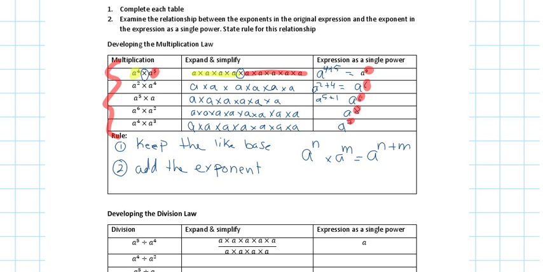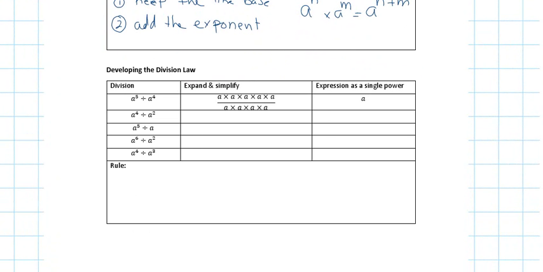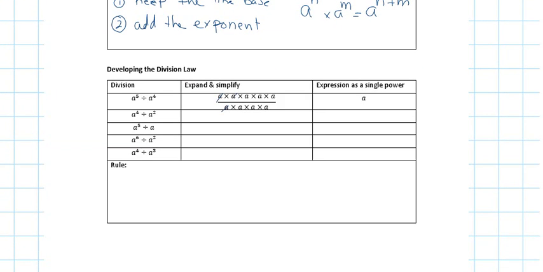Now, if I have the division, to expand the division, I have a to the power of 5 over a to the power of 4. So I have 5 a's multiplied together on the top and 4 a's multiplied together at the bottom, right? When I have division, I can simplify. So when I simplify, what do I end up with in this case? A to the power of 1, which is a.